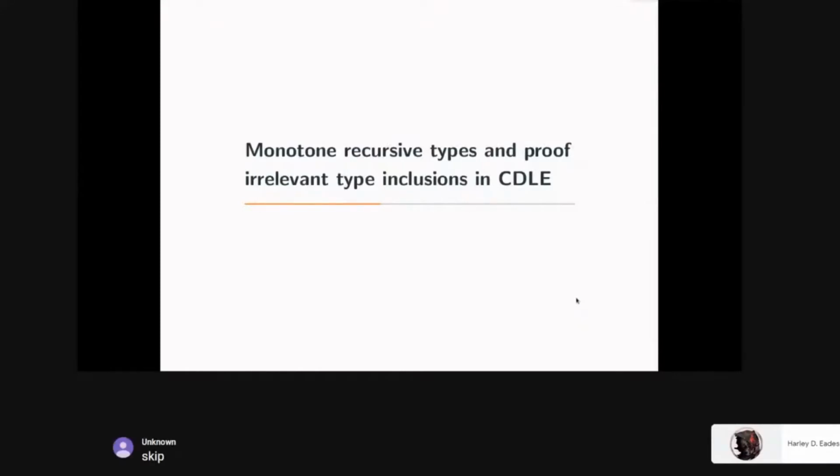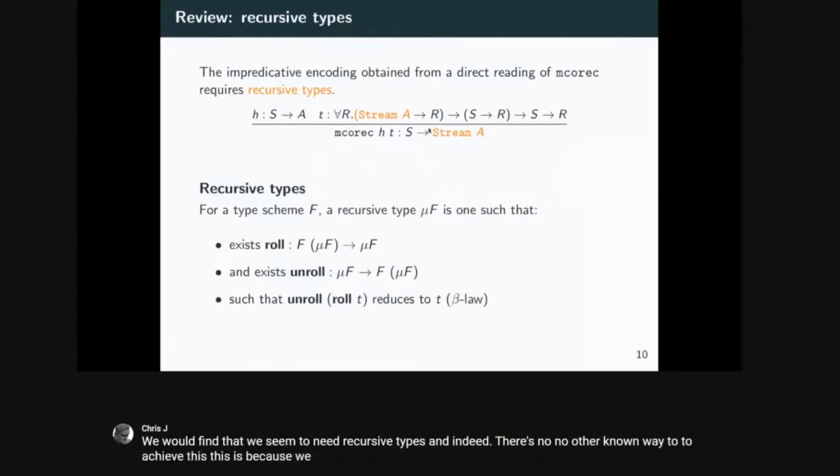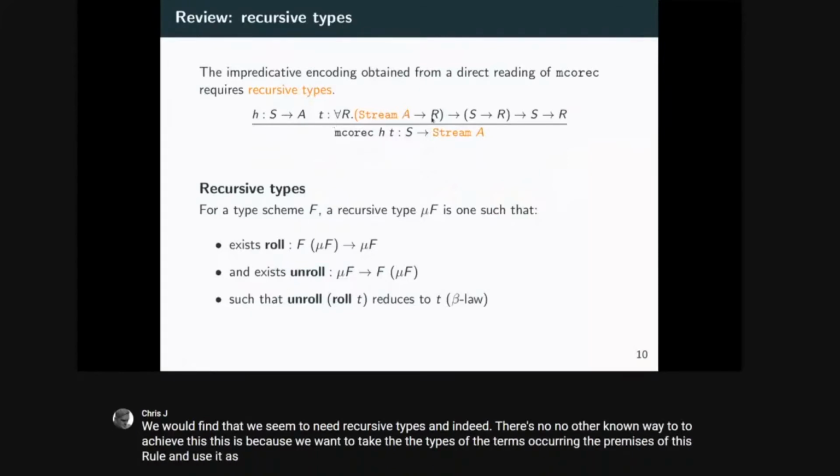All right, so now let's take a look at how this is achieved using monotone recursive types and proof-irrelevant type inclusions. If we were to try to read an impredicative encoding off of the rules governing the Mendler-style primitive co-recursor combinator, we would find that we seem to need recursive types, and indeed there's no other known way to achieve this. This is because we want to take the types of the terms occurring in the premises of this rule and use it as a definition of stream A, and wouldn't you know it, stream A would occur recursively in the definition.